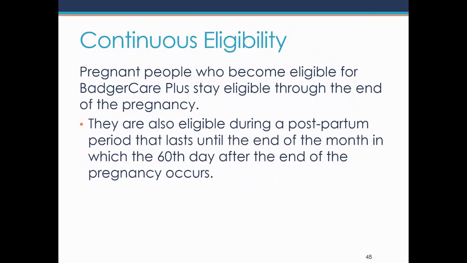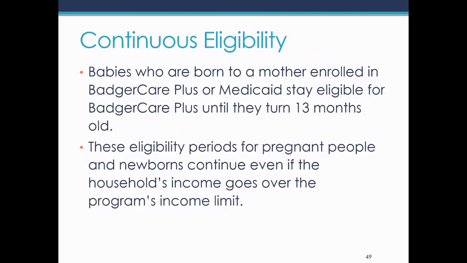And babies who are born to a mother enrolled in Badger Care Plus or Medicaid. So mom must have been receiving Badger Care Plus or Medicaid at the time of the child's birth for this continuous eligibility to apply to the baby. These babies stay eligible for Badger Care Plus until they turn 13 months old. These eligibility periods for pregnant people and newborns continue even if the household's income goes over the program's income limit.